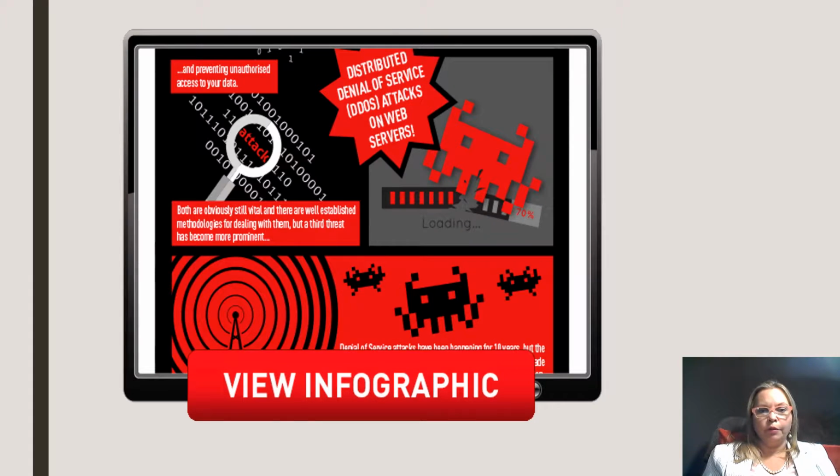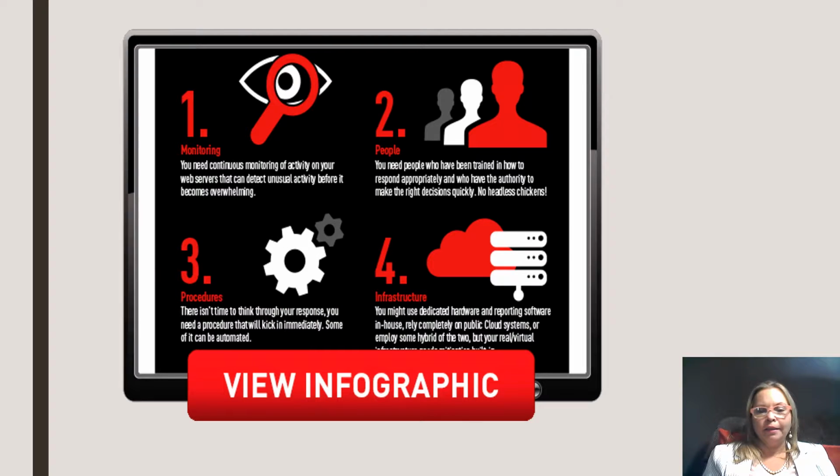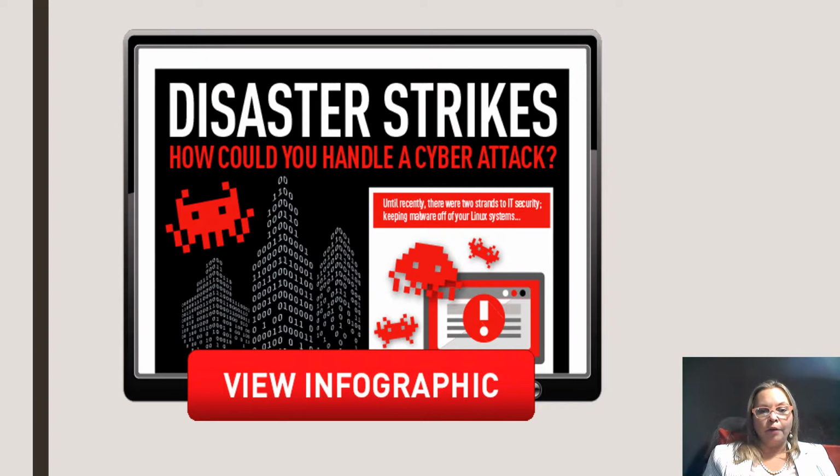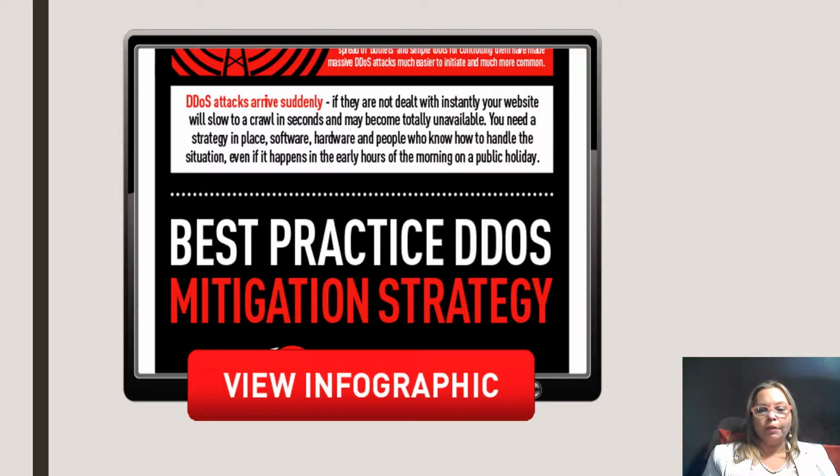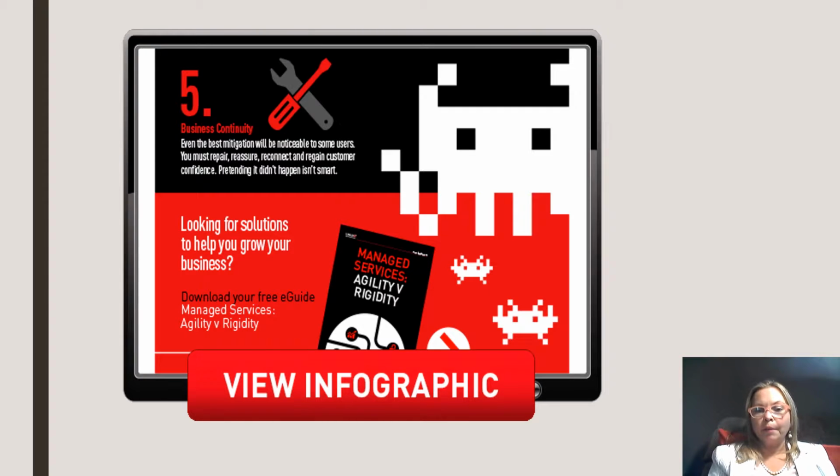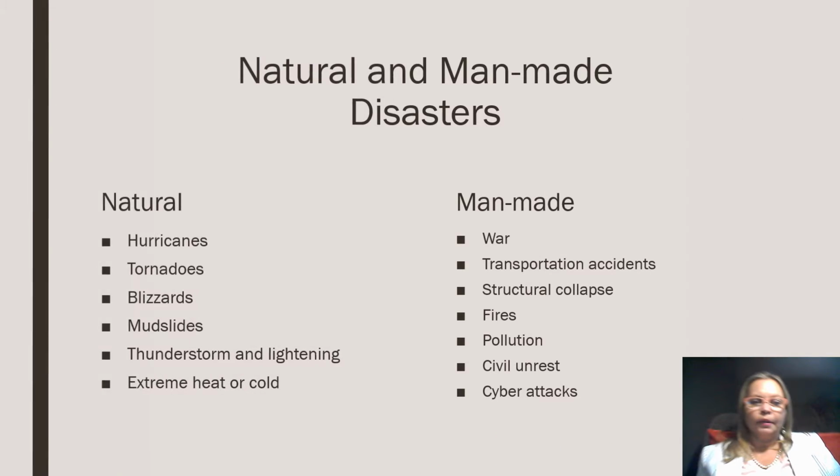So, what do we do in the event of these things? How do we prepare? How are we going to protect ourselves? What can we possibly do here? So, there are 2 different categories for disasters. And I've showed you some pictures of some natural and some man-made. One of them is even both. Fire could be natural or man-made.